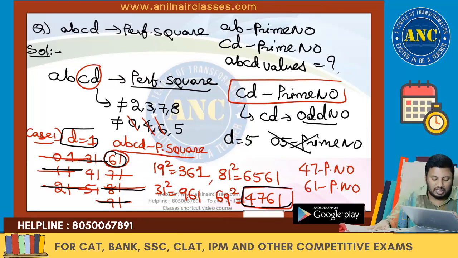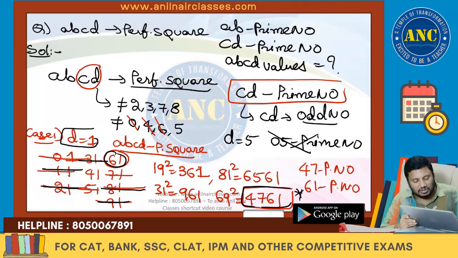19 square is 361. 50 minus 19, 50 plus 19, 100 minus 19. 4761, we got. Now case number 2.